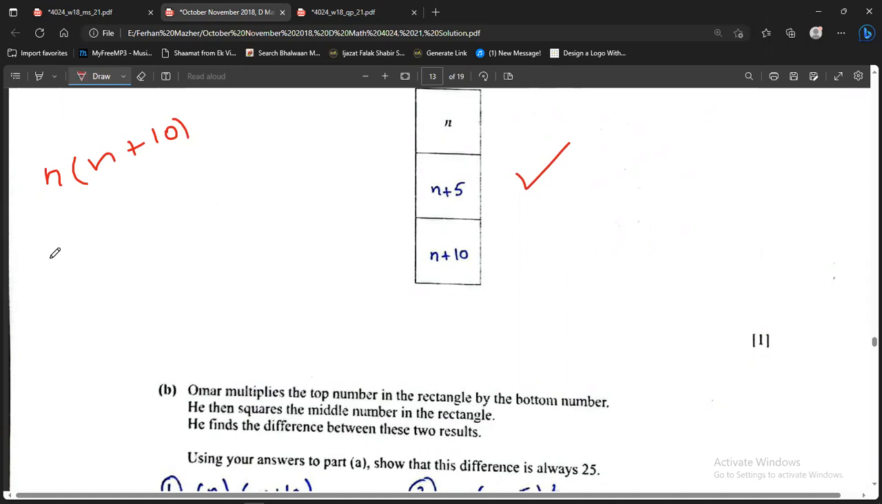Then he squares the middle number. So (n plus 5) whole squared. And he says the difference is always 25. So from this, subtract this, the answer will be 25. Okay, so let's see what happens.